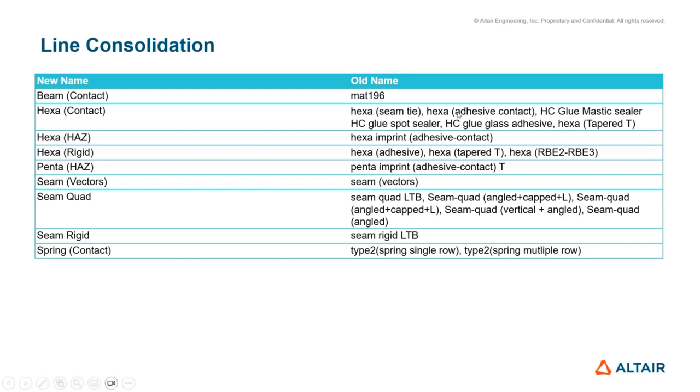So again, what used to be hexaseam tie, adhesive contact, tapered T, hyper crash, glue spot sealer is now just hexa contact, because fundamentally that was the structure of the realization that the user was looking for. And then the tunability is now provided within the control. And we've got the functionality for a user to specify text up front. So if they want a precursor to the naming convention, that's also available directly in the control as well. So things like seam quad, for the longest time, we've had angle plus cat plus this plus that plus whatever, and seam quad LTB.